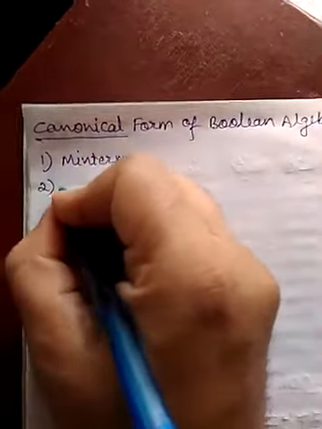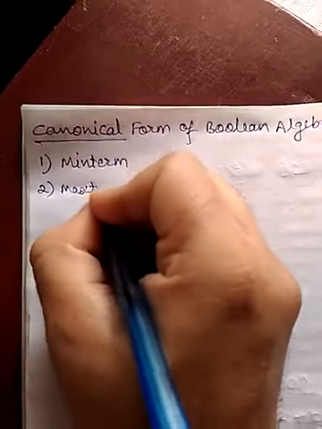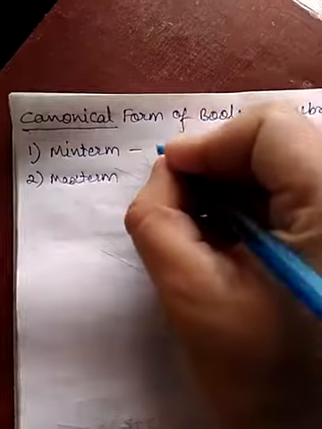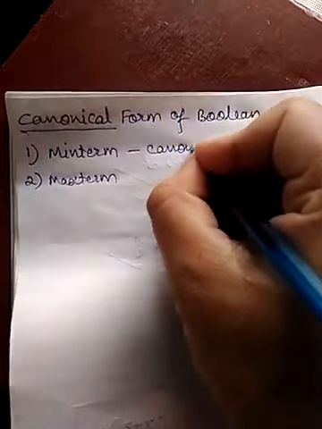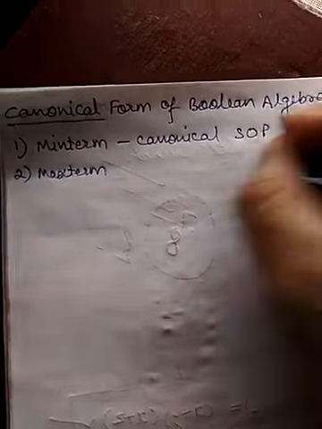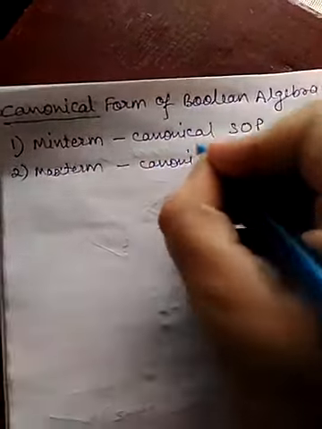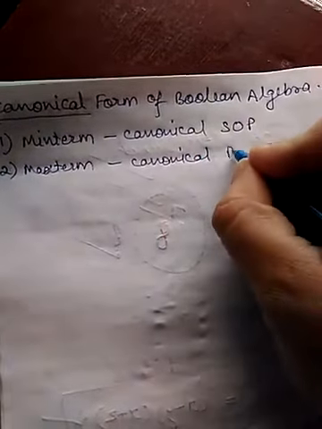minterm and maxterm. What is minterm? Minterm is canonical sum of product. Maxterm is canonical product of sum. Again, I am telling you the definition of canonical form. You just write it down in your notebook.